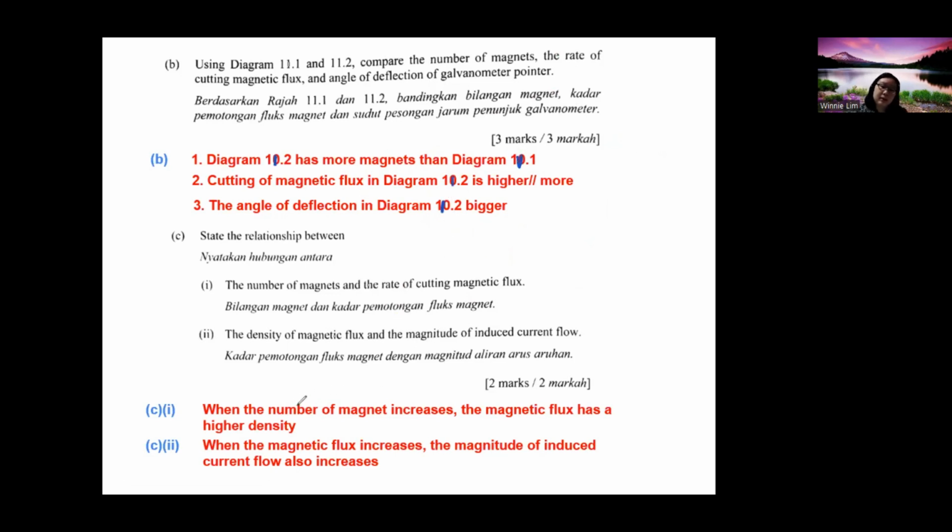Then the last relationship, you say when the number of magnets increases, the magnetic flux has a higher density. You must follow this one: when the magnets are greater, that means the rate of cutting is more. Then when the magnetic flux increases, the induced current is also more. Or you can use the idea of directly proportional for the relationship in the essay. You say the number of magnets is directly proportional to the rate of cutting of magnetic flux.